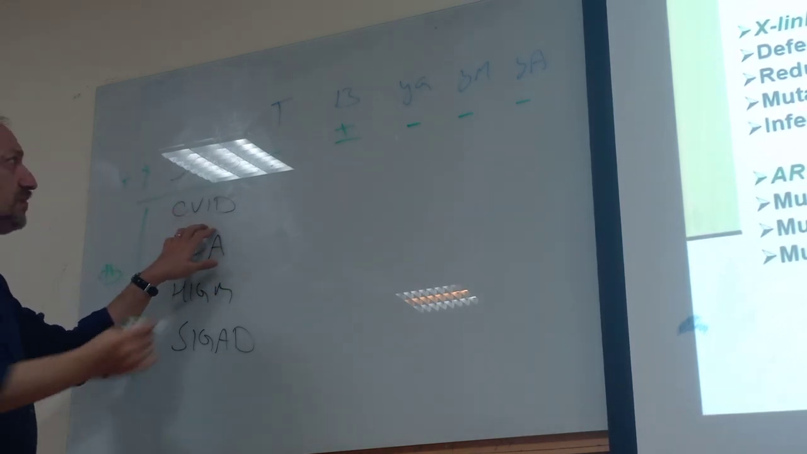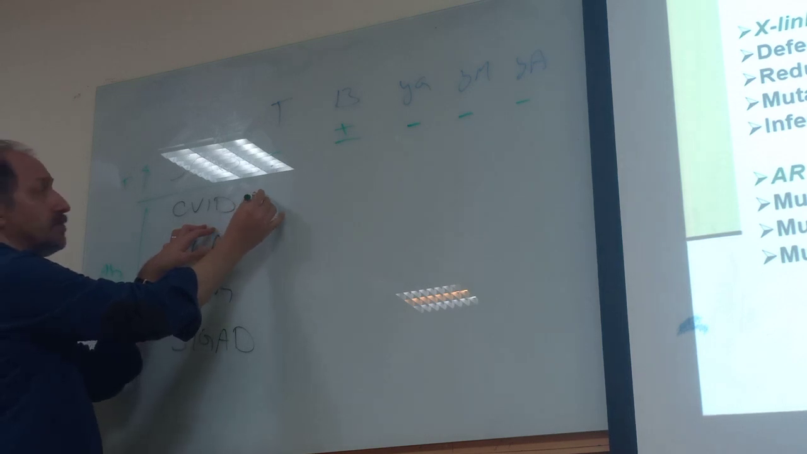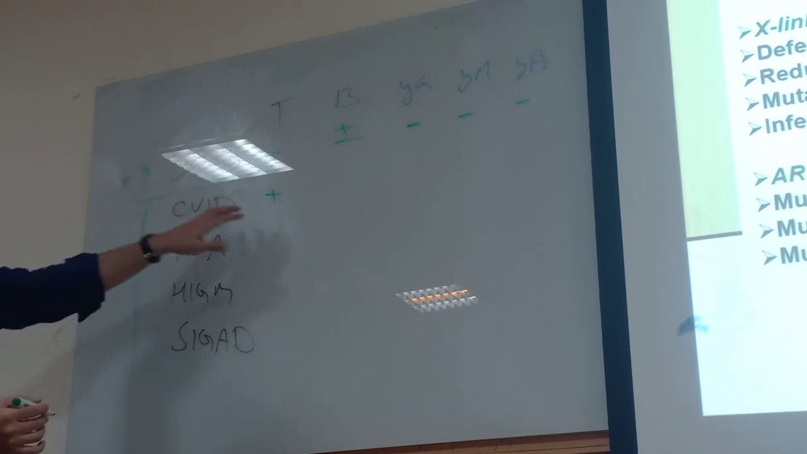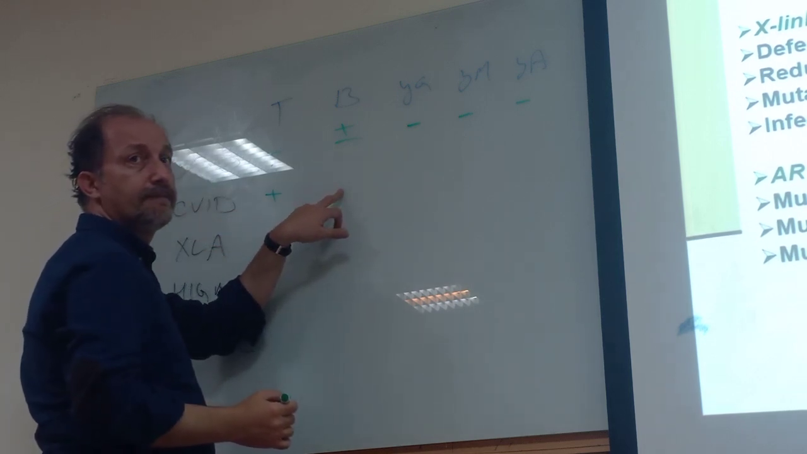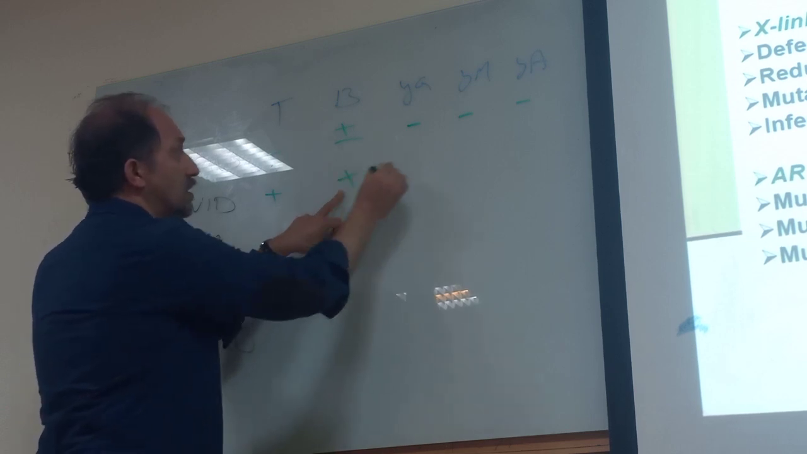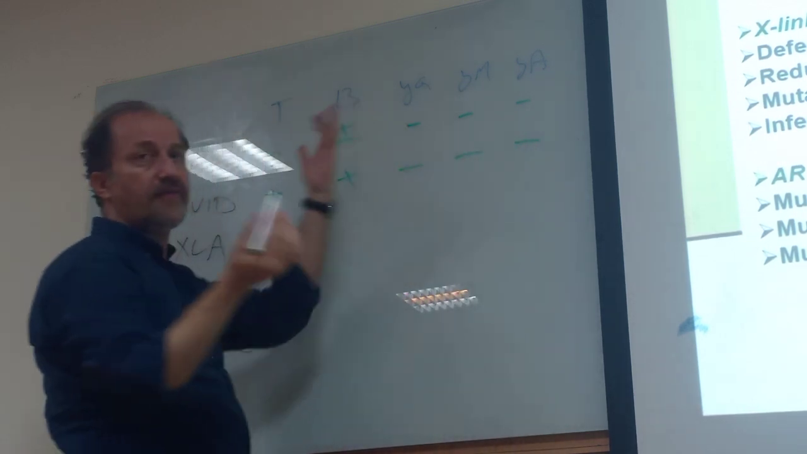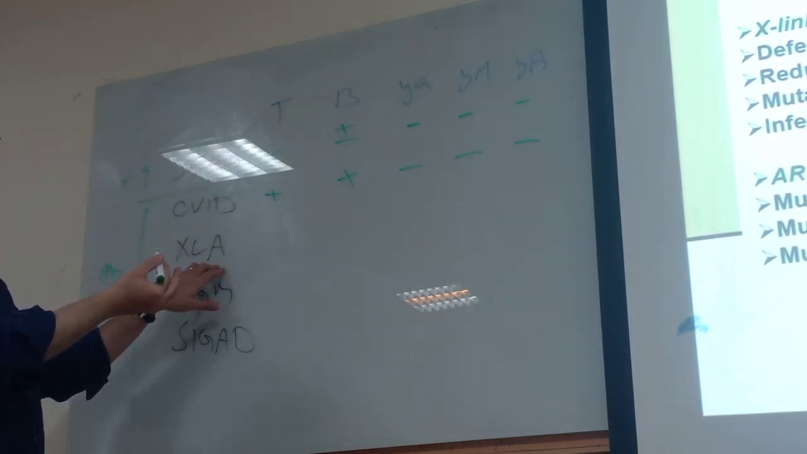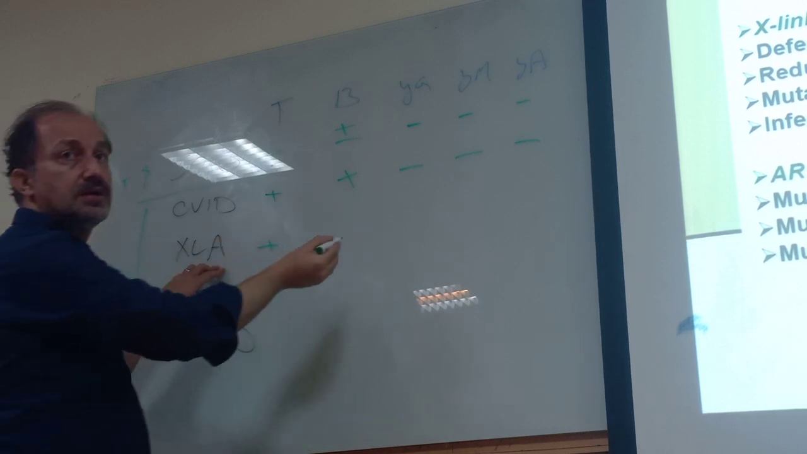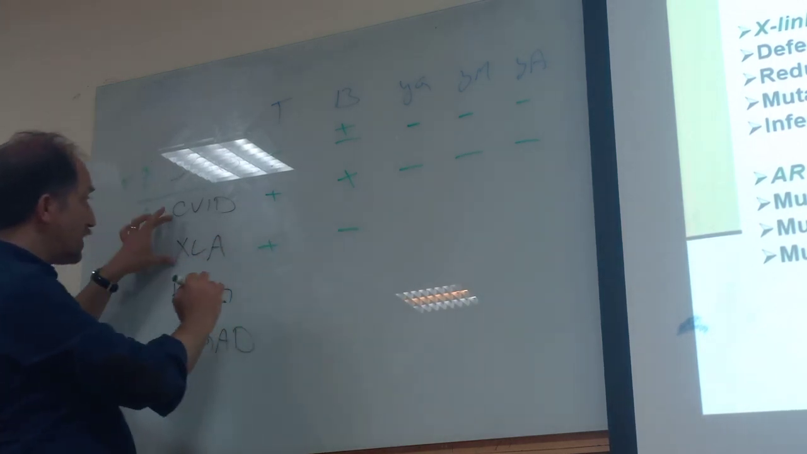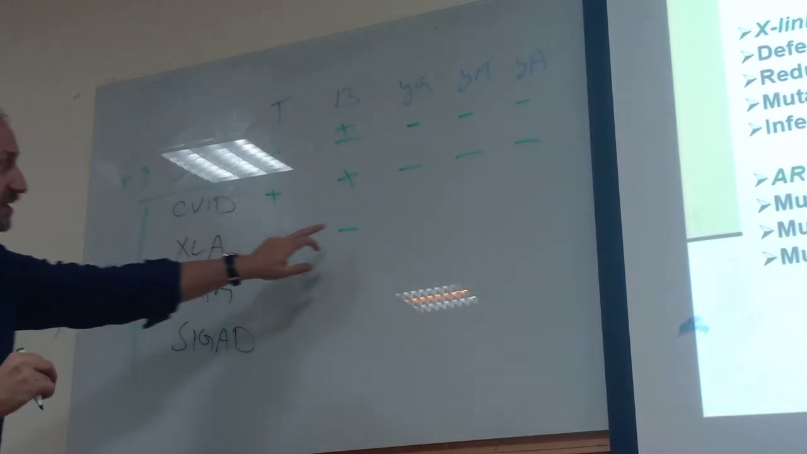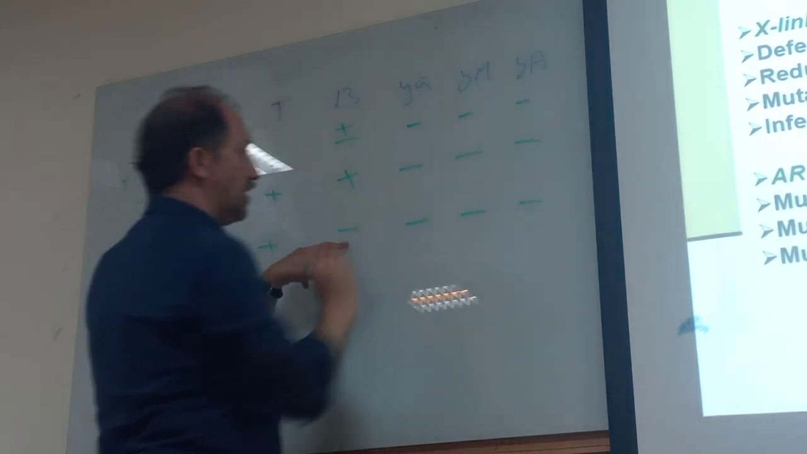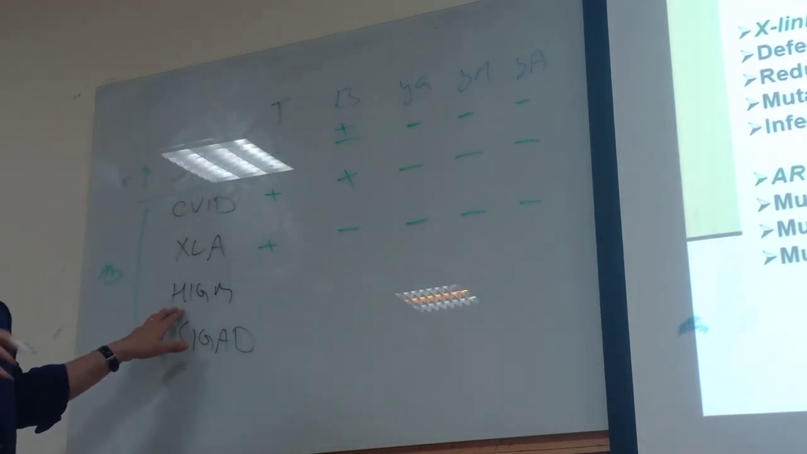What about CVID? Do we have T cell? Yes, because it's antibody deficiency. So we have T cell. B cell, yes, we have, but IgG, IgM, IgA are low. We do not have plasma cell. What about XLA? Do we have T cell? Yes, we have. B cell? No. Okay, this is the difference between XLA and CVID. In XLA we do not have B cell, but in CVID we have B cell. So IgG, IgM, IgA. What about hyper-IgM?